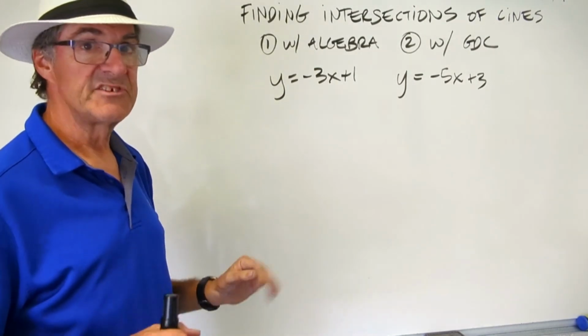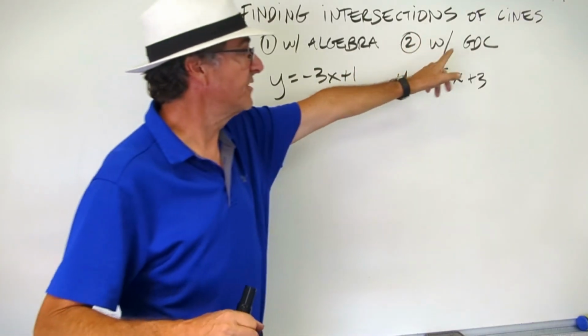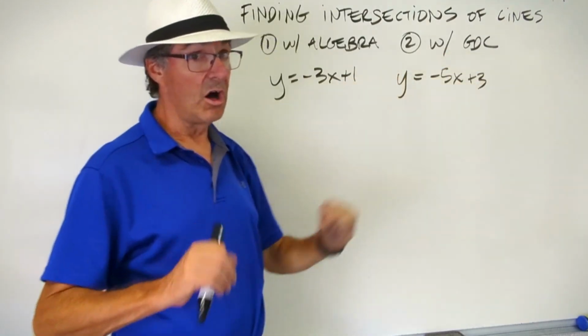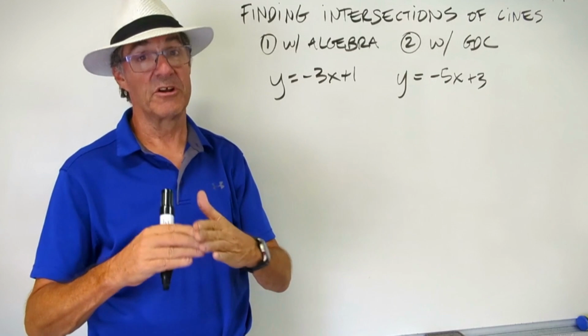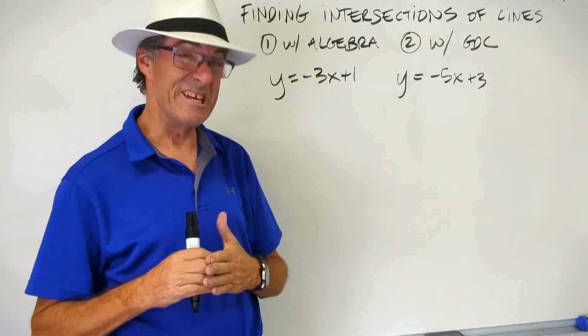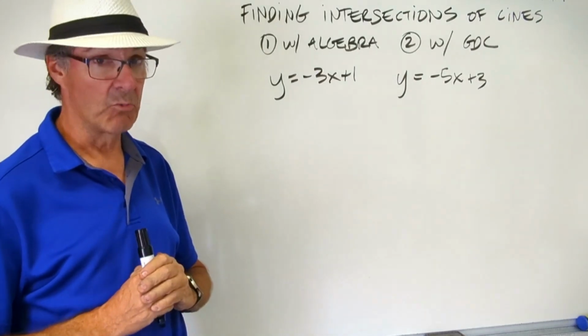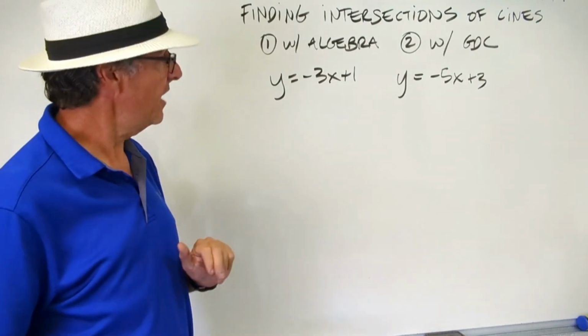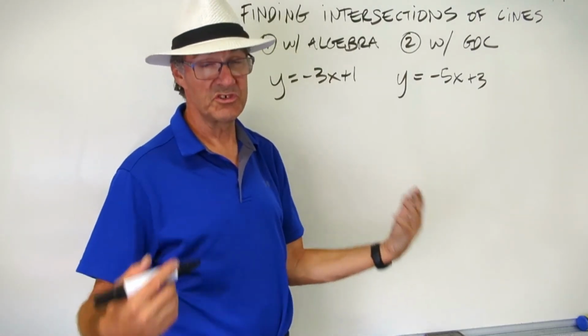So there's two main ways I want to show you how to do that, algebraically and then with your graphing display calculator. You can also do this with a hand graph, but you have to be super accurate and correct to be able to read the intersection off your axes. So I don't recommend that way to do that. So first, algebraically, here are two functions, two linear functions, two straight lines.